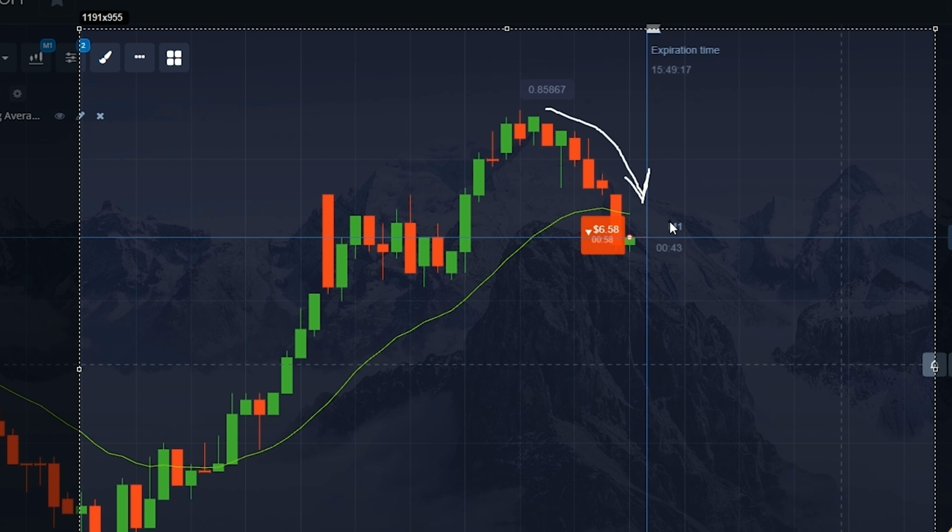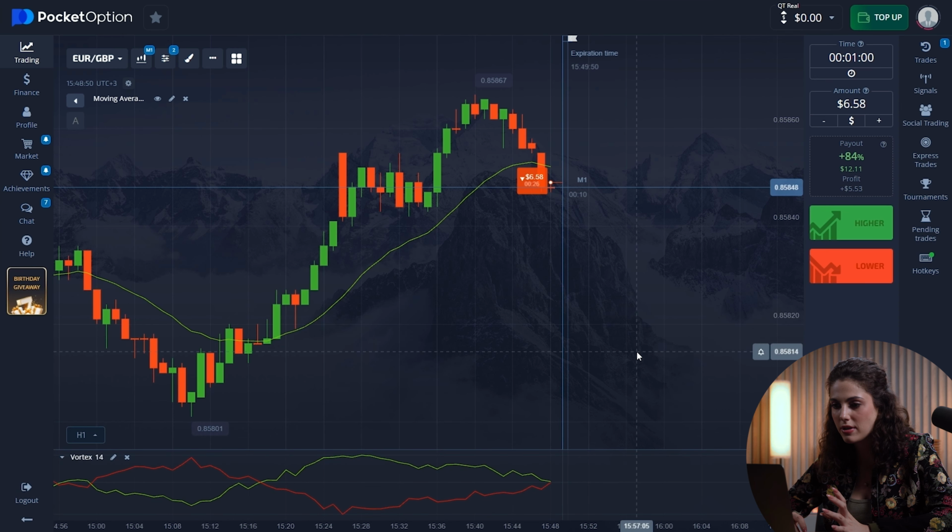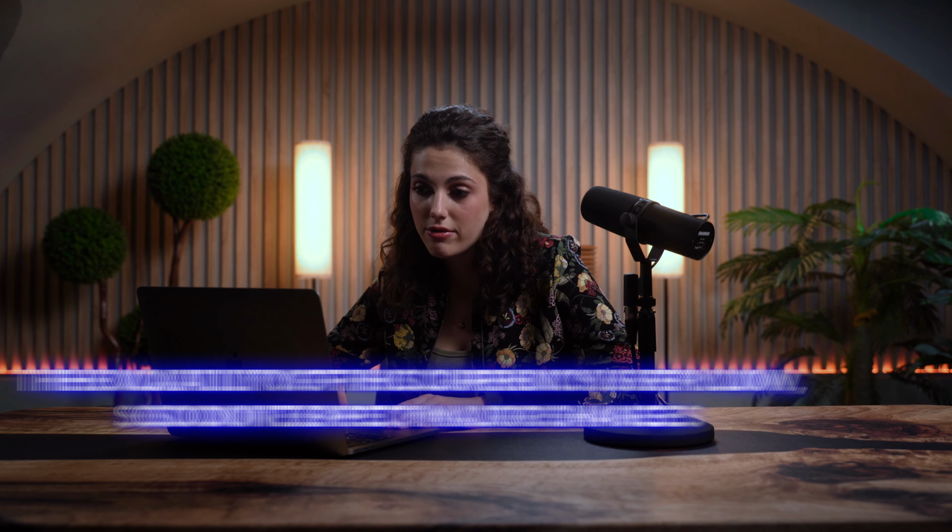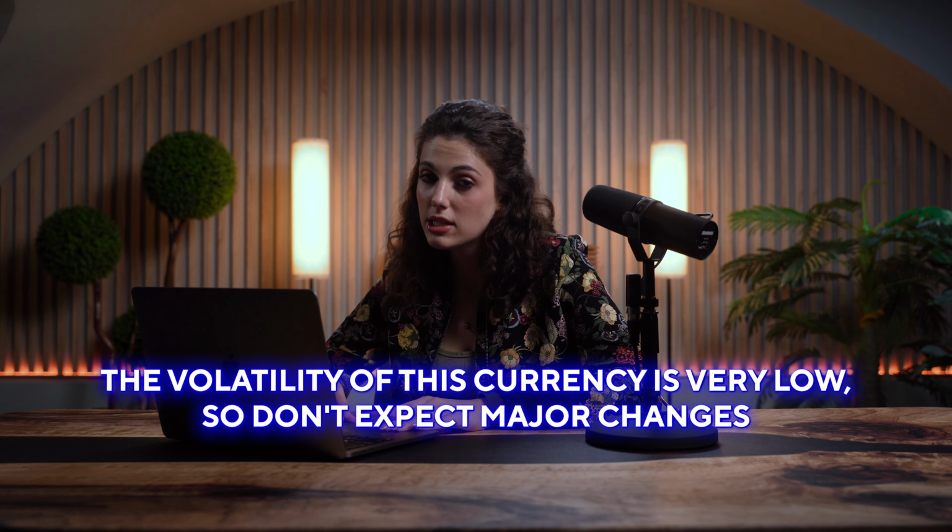A strong bearish impulse after a long ascent breaks through the green moving average line, and the candle closed below its base. This indicates a structure break into a downtrend. There is a small correction happening now, after which I expect further downward movement. The volatility of this currency is very low, so I don't expect major changes.